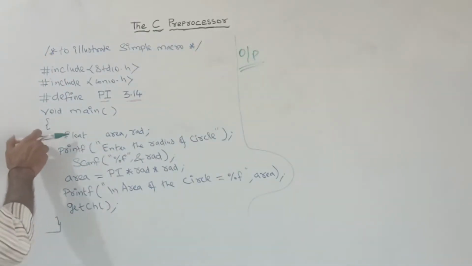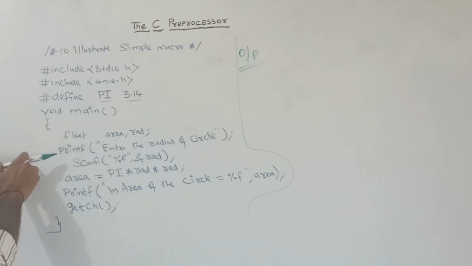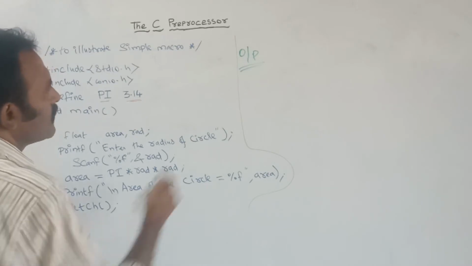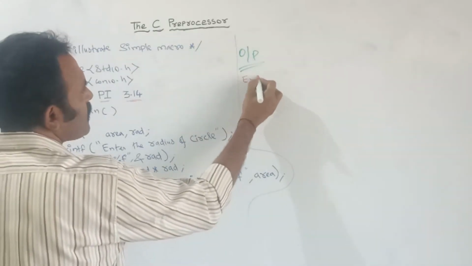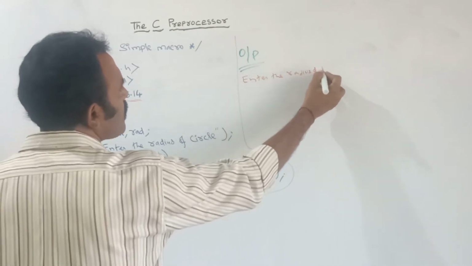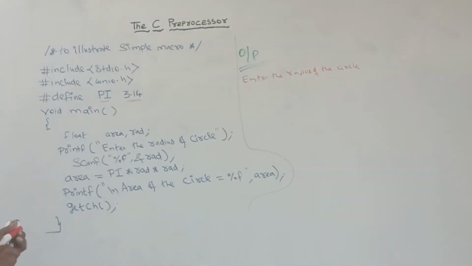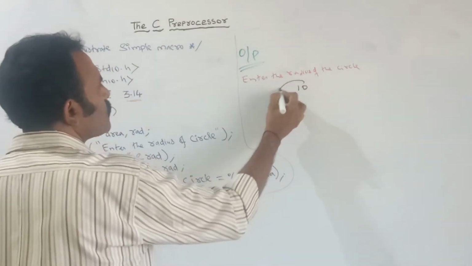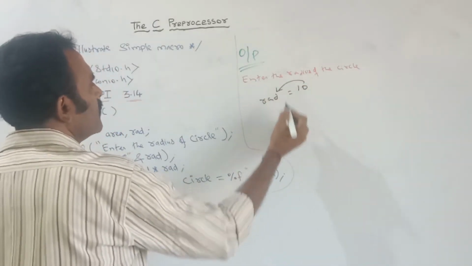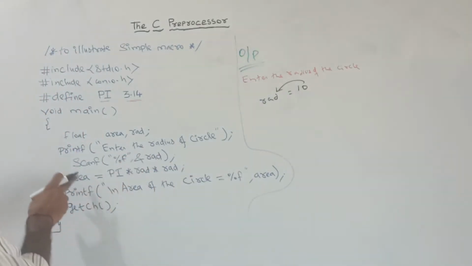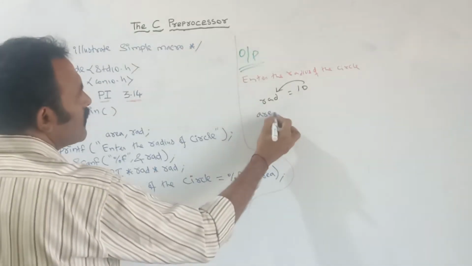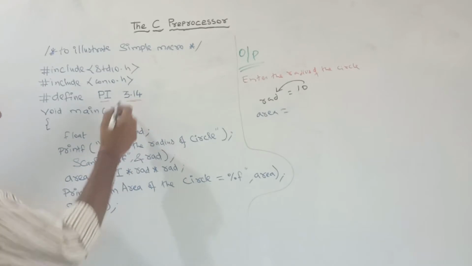Very first here I have declared the 2 float variables area and RAD. Next here printf, enter the radius of the circle. In the display screen it will ask. Here if you are giving 10, then this 10 it will be stored to where? RAD variable. After here area is equal to, in this area PI, this value is 3.14.